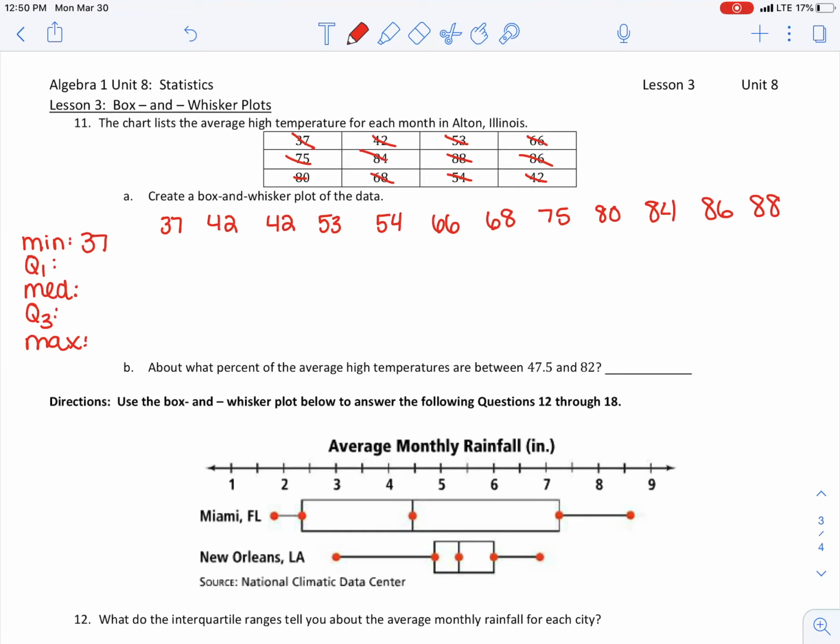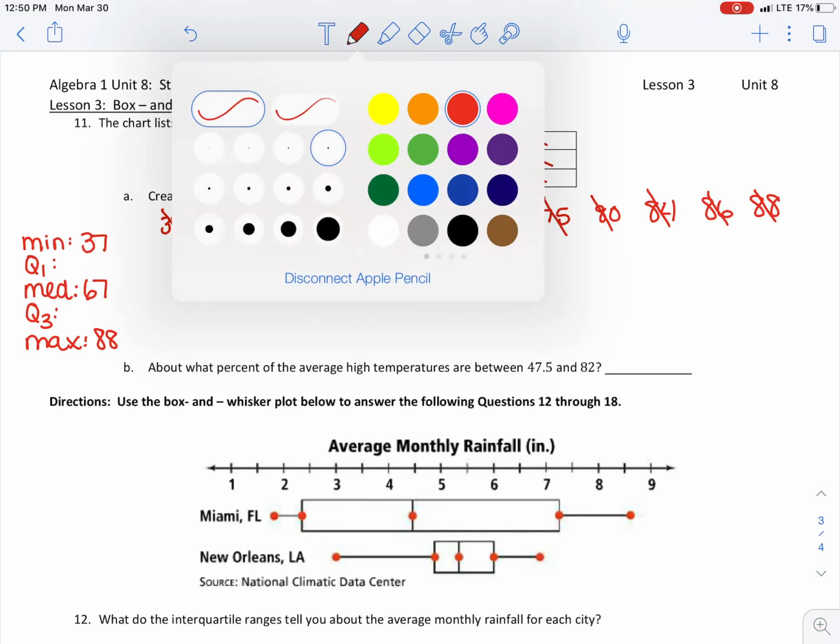Okay, so it's kind of easy again to see the minimum and the maximum data. Now we have to find the median. So we have to find the middle. So we're going to go ahead and cross off on each side. And we end up with 2 numbers in the middle again. So what that means is we have to add them and divide by 2. So 66 plus 68, and then divide by 2, and that gives us 67 as our median value.